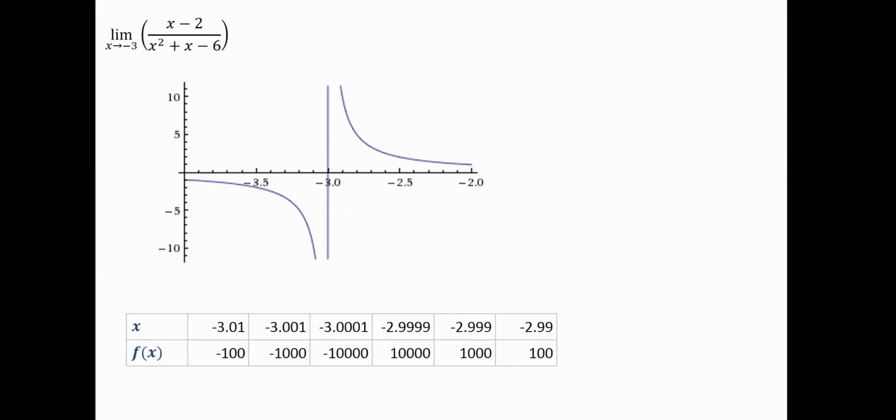This applies to the videos on limits and the numerical approach and graphic approach.